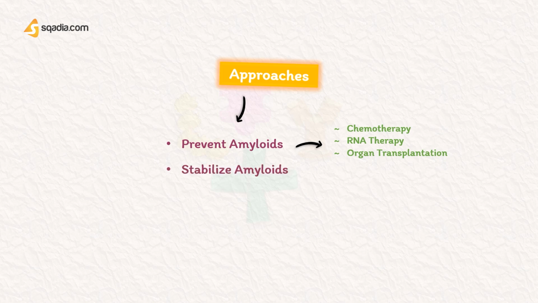Second approach is to stabilize amyloids by some drugs, which maintain the normal structure of proteins by hindering their misfolding. Third tool is to target amyloids and remove them by directly tagging them with antibodies, so they are easily degraded by the body's defense system.